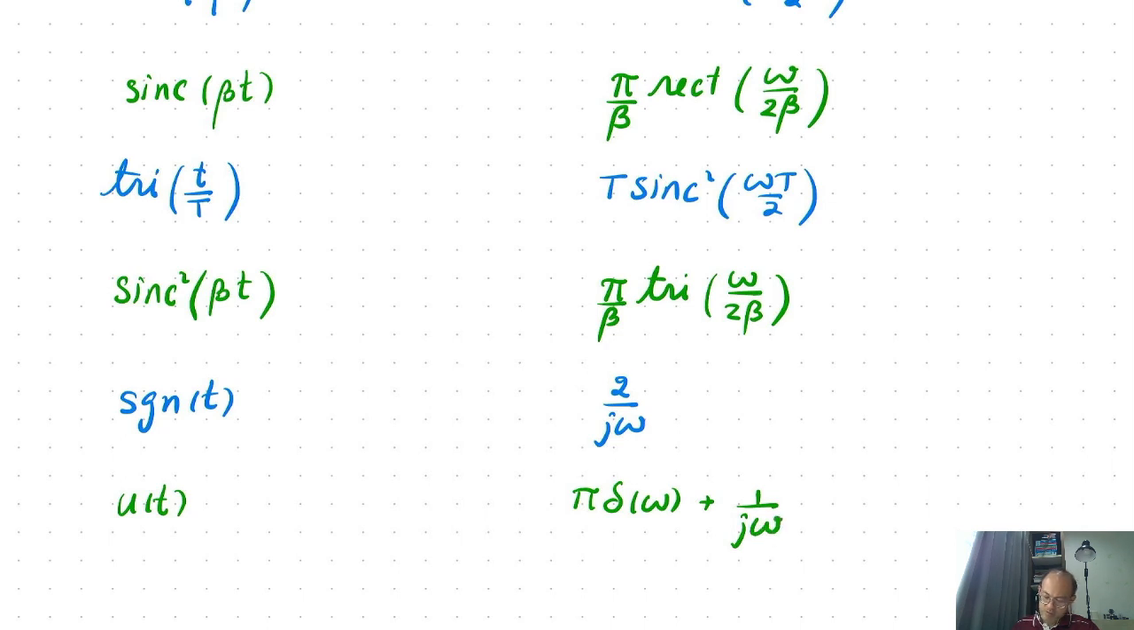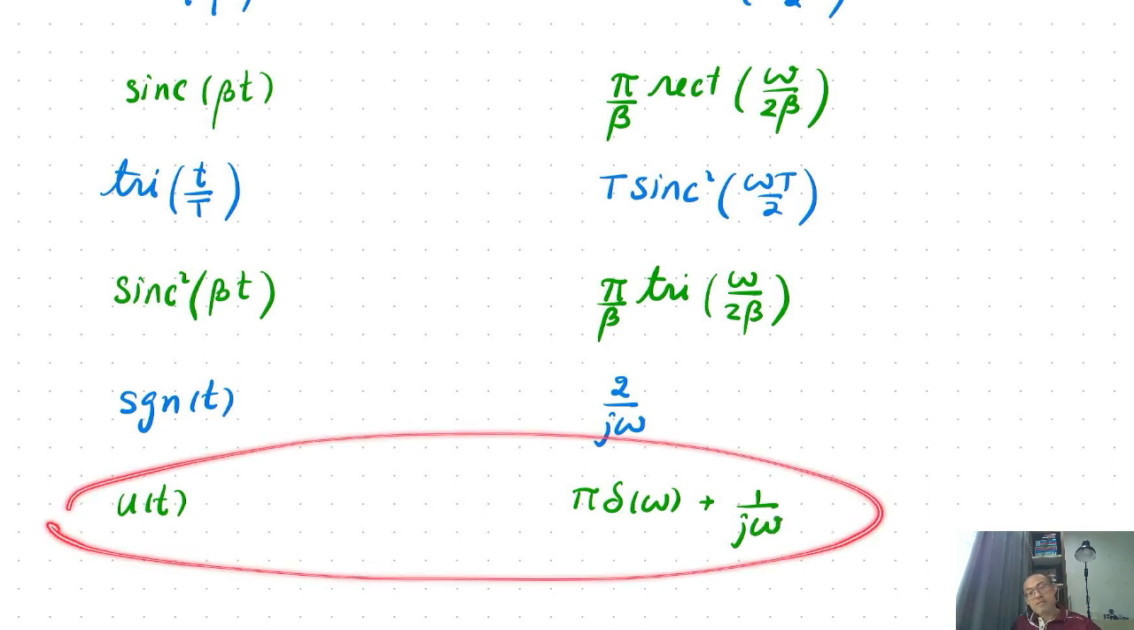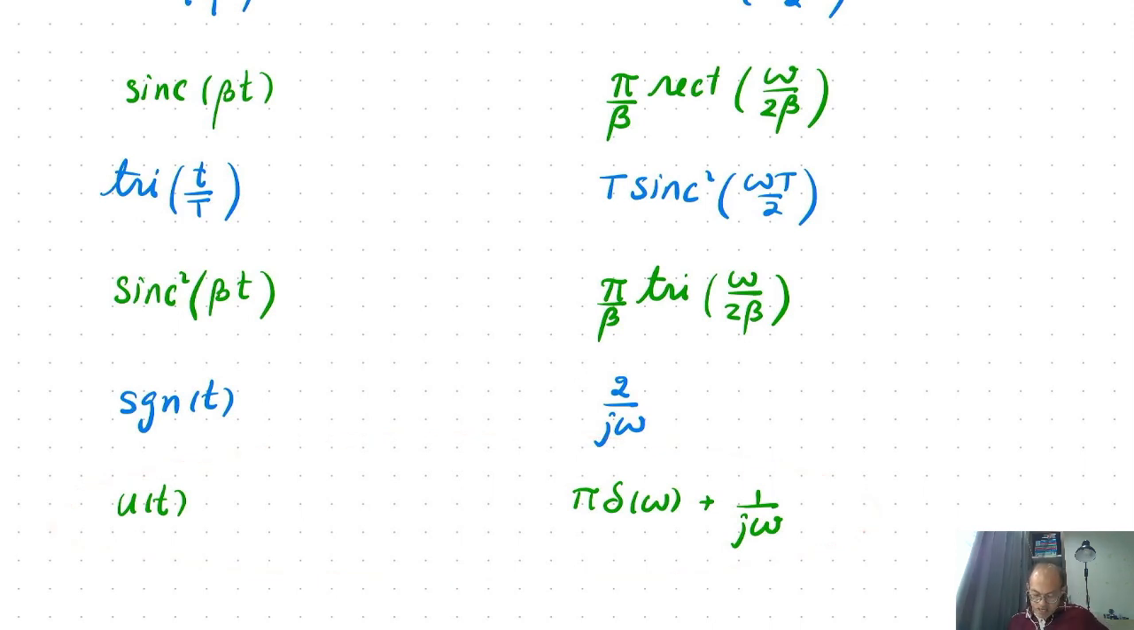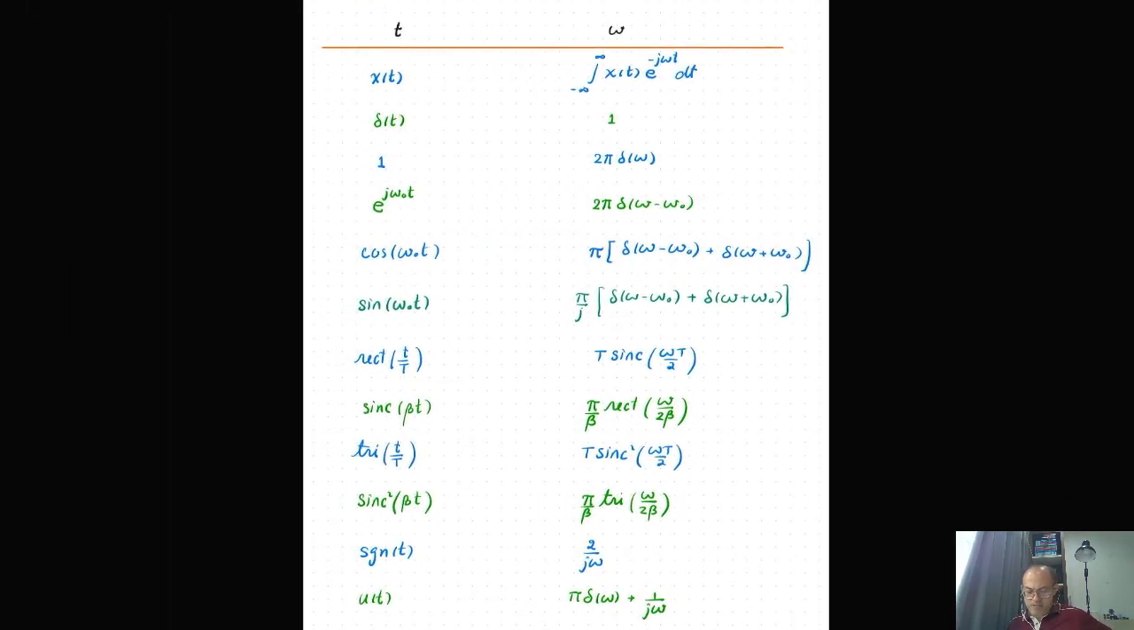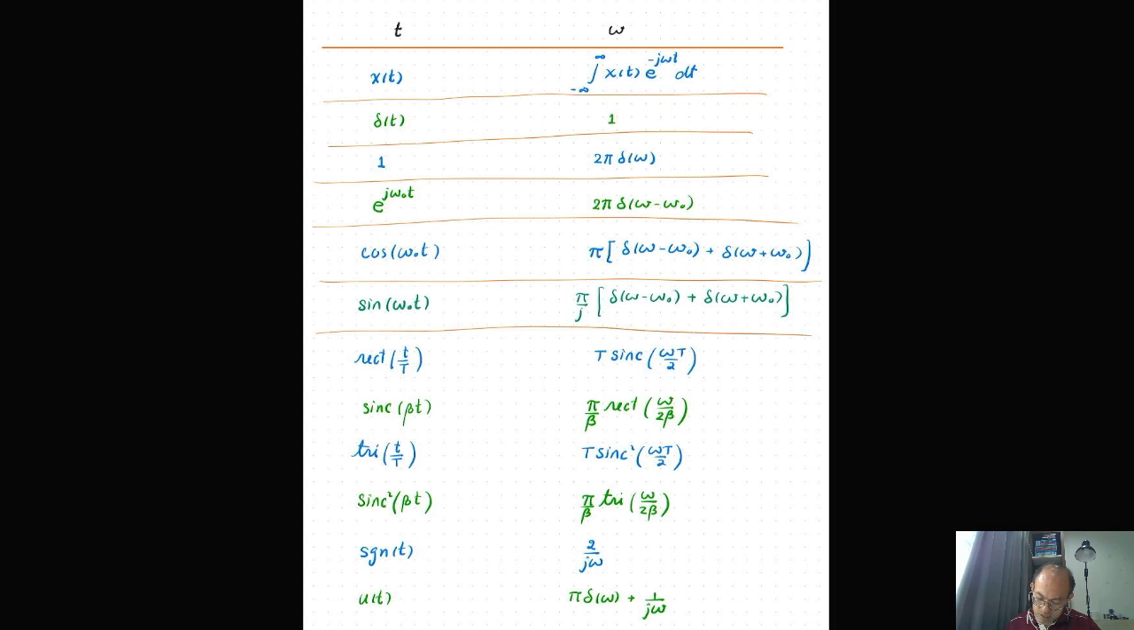We haven't proved this yet, but it's not very hard to prove, because u of t can be written as the signum plus 1, divided by 2, and when we know that, the result will come out very easily. So this is a summary of the Fourier transform pairs in this course that you have to be concerned with. This is for your convenience.